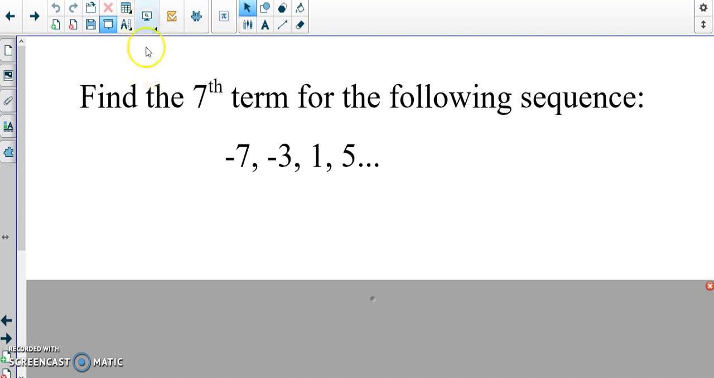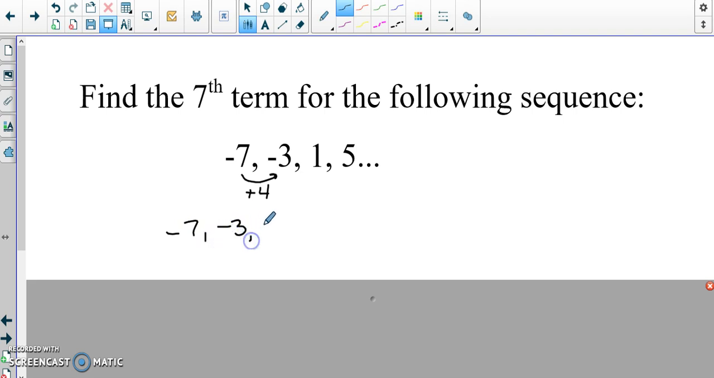Now, if you take a look, how do the numbers change? That's what we always want to look at for a sequence. So it goes from -7 to -3 to 1 to 5. Well, we are adding 4 each time. Well, to find the seventh term would not be hard. We would just do -7, -3. The third term is 1. 5 is the fourth. And then we would add 4, and then it would be 13. So that's 1, 2, 3, 4, 5, 6. And then we'd add one more, which is 17. So the seventh term would not be that hard.